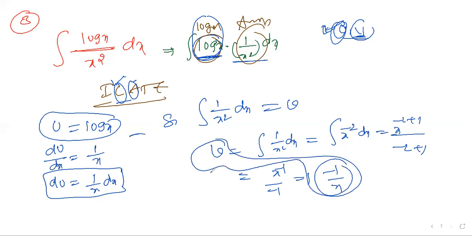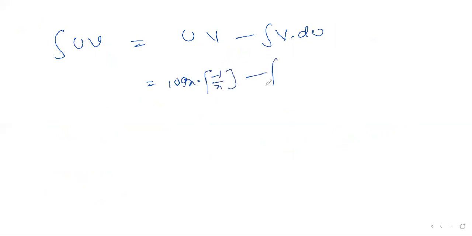You know u, v, du. Now let us start. Take the formula and start applying. Integration of u v is equal to u times integration of v, minus integration of integration of v du. So what's the value of u, Nana? What did I take as u? Log x. What did I get for v? Minus 1 by x. What is du, Nana?